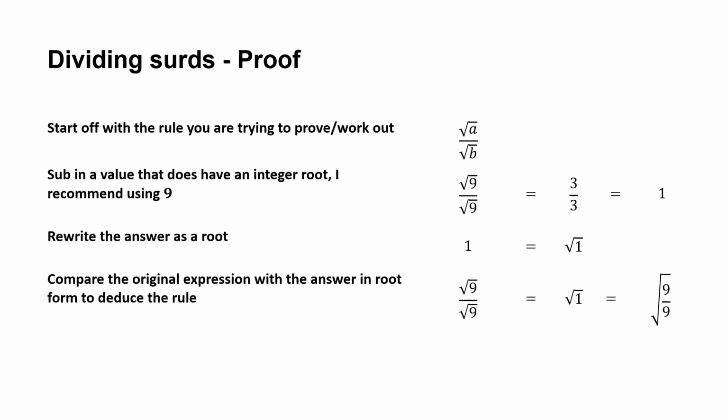And now comparing this left-hand side to the right-hand side, we have root 9 over root 9 is equal to the square root of 9 divided by 9. And again, putting the a and the b back in place of the 9s to make a general rule, we have that root a over root b is equal to the square root of a over b.